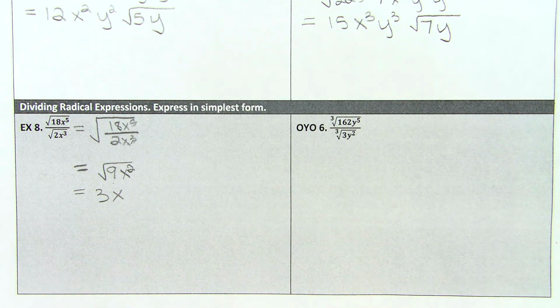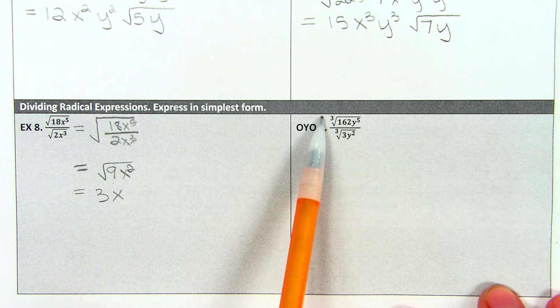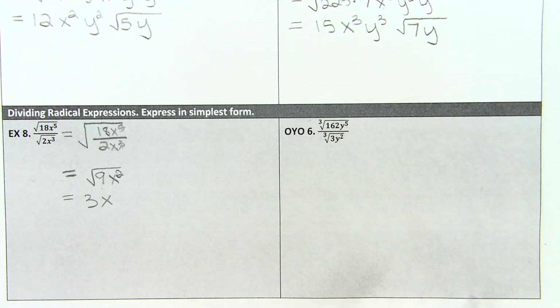So take a second, try on your own 6. Notice that this one is two perfect cubes. So we're not thinking about perfect squares, we are thinking about perfect cubes. Pause the video, take a second to try and work this out. I'm going to go ahead and move on to the solution.